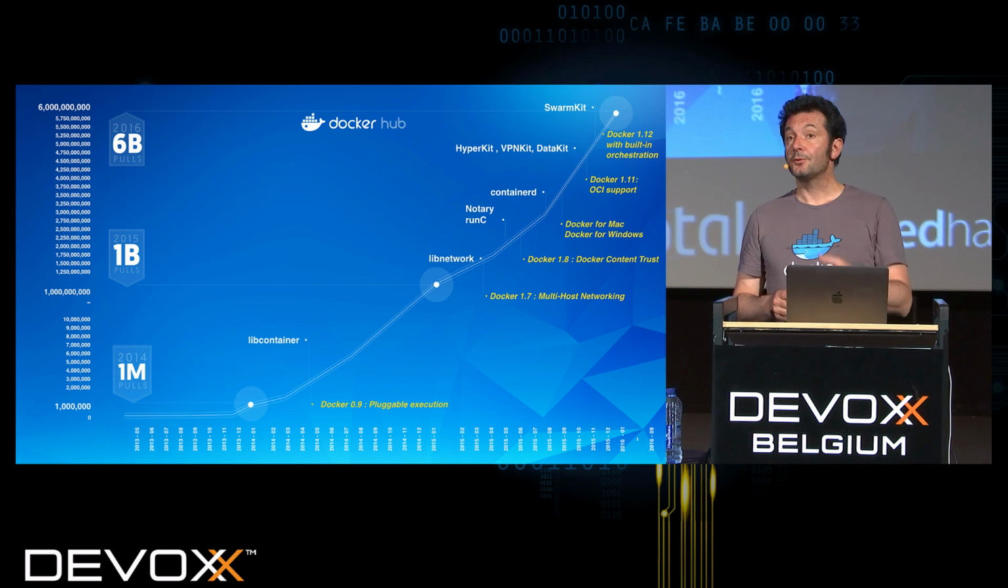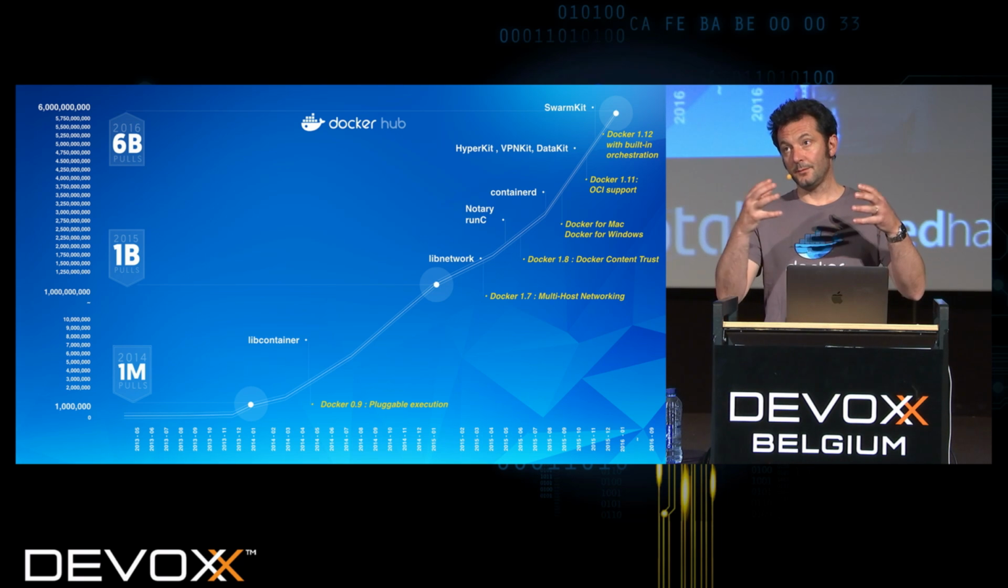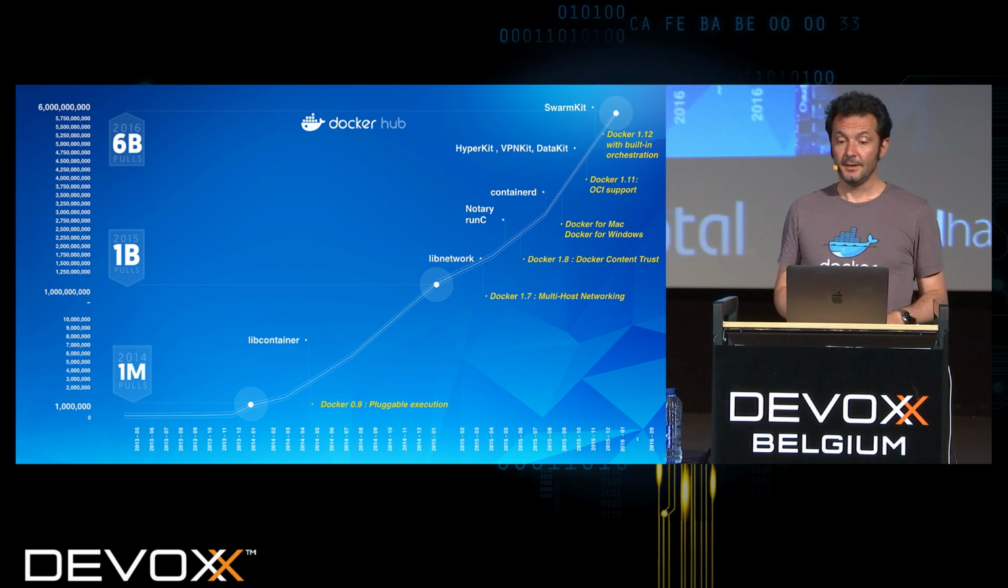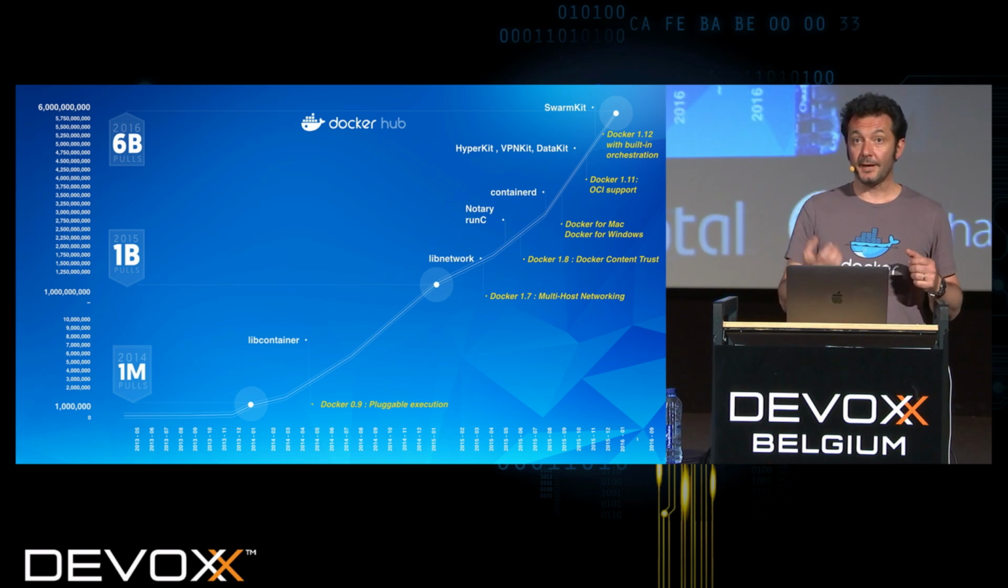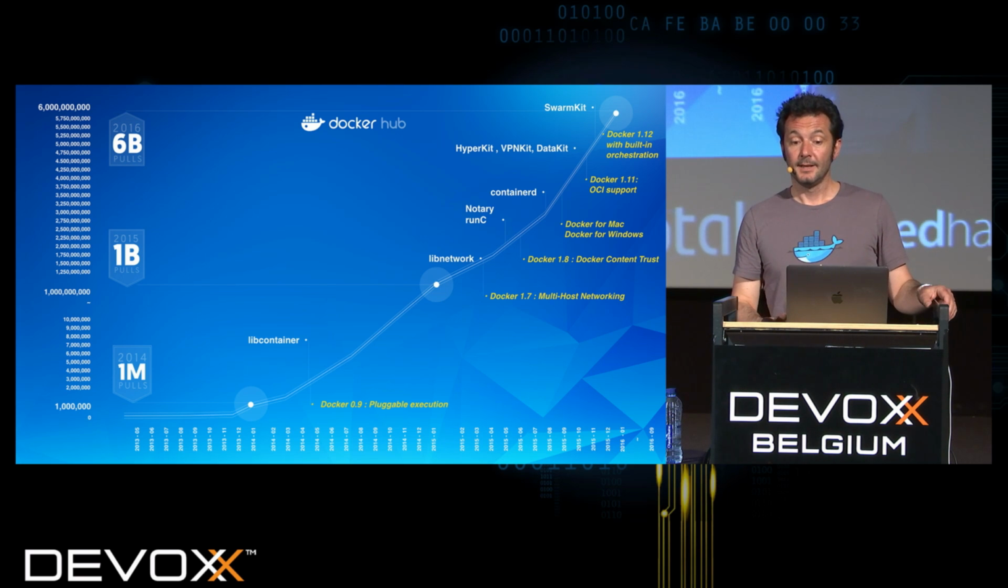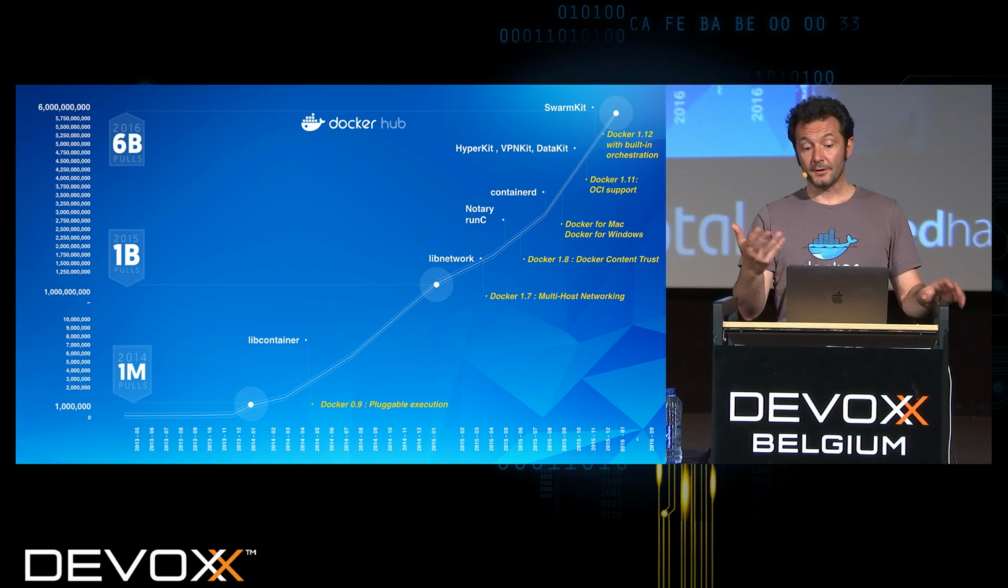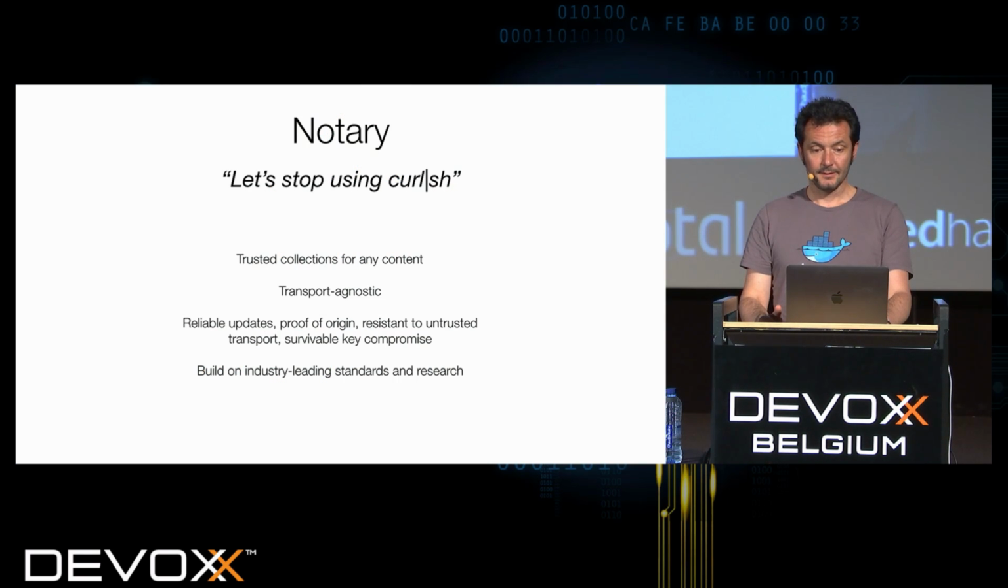Later, we open sourced HyperKit, VPNKit, and DataKit that are parts of Docker for Mac. All the network translation, that's part of VPNKit. The creation of the VM on the Mac, that's HyperKit. And then SwarmKit is the orchestration framework that implements services and tasks.